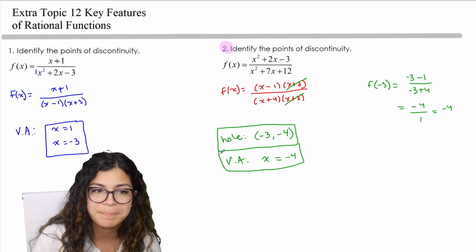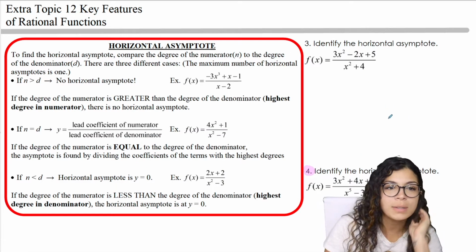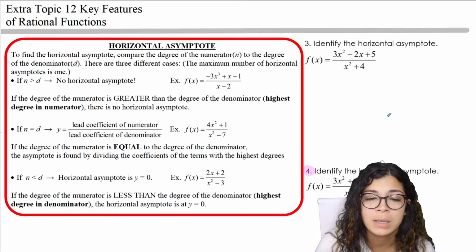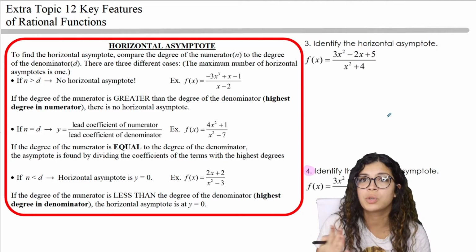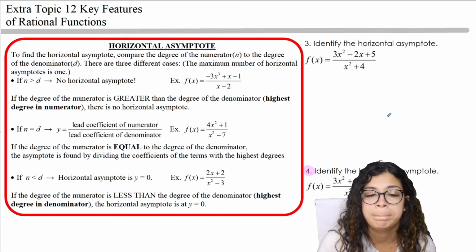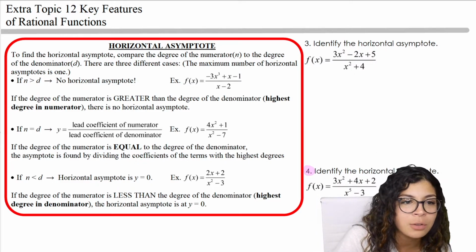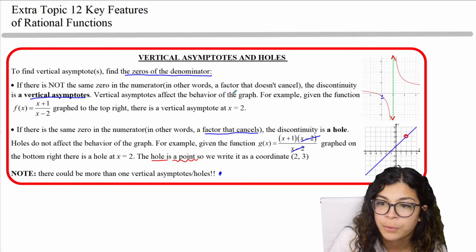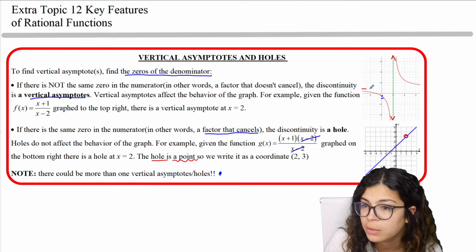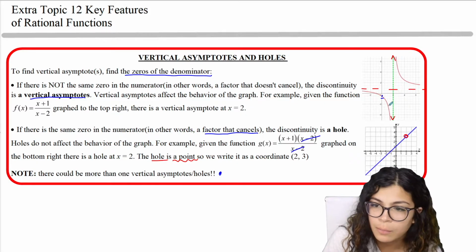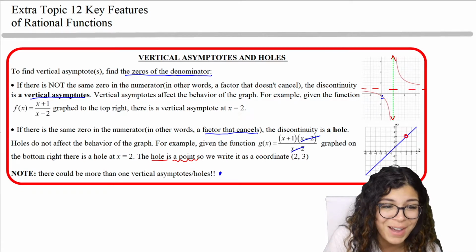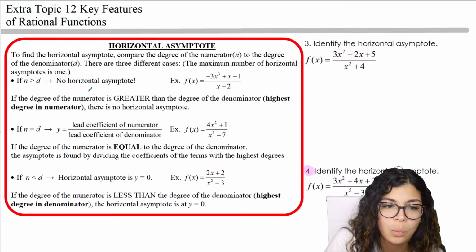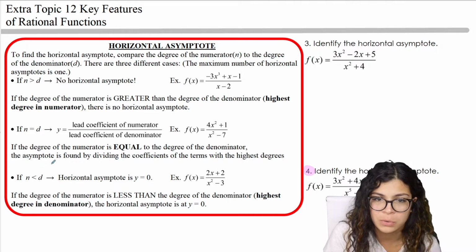All right, awesome. So a horizontal asymptote is a horizontal line, right? And again, same thing, it's an asymptote, so it affects the behavior of a graph, right? We actually did have a horizontal asymptote here. If you could see it, it was right here. That can be found by one of 3 scenarios, okay?